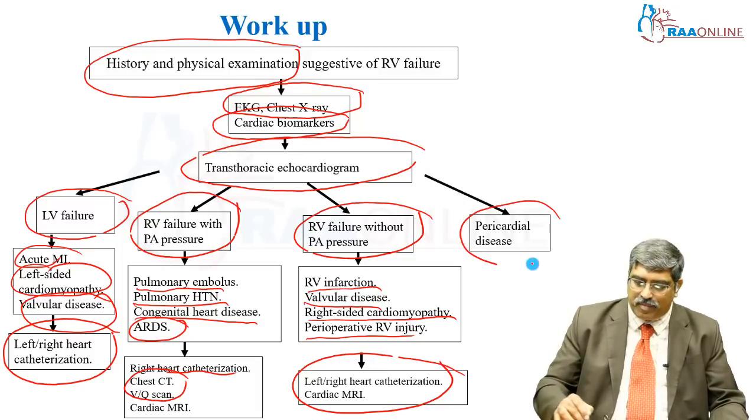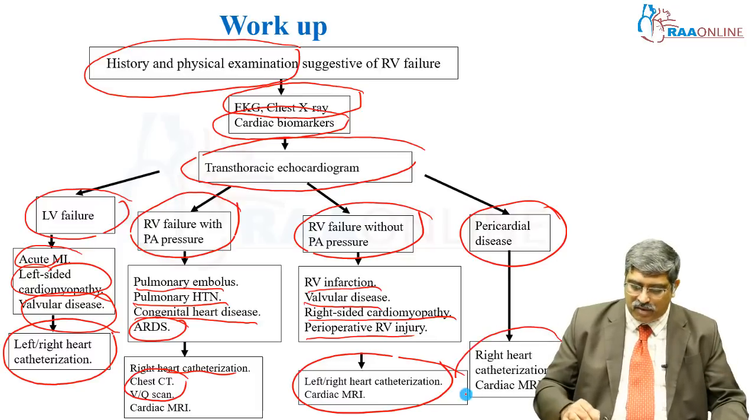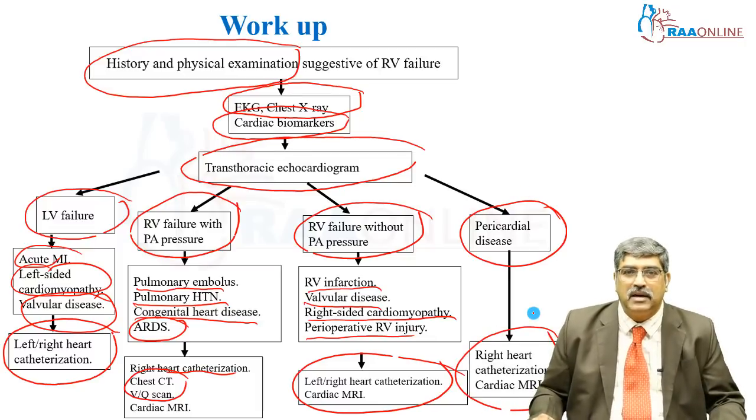And you can have pericardial disease which can contribute to reduced cardiac output. Here you have to do a right heart catheterization and cardiac MRI.